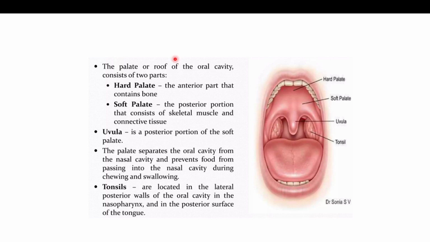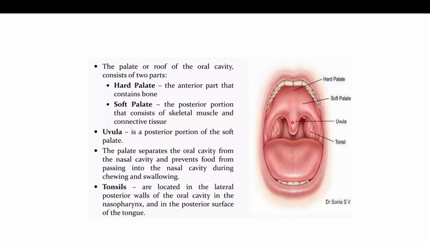So if we talk about the roof, the hard palate and soft palate, it is the roof of the oral cavity consisting of two parts. The one that we have immediately behind the teeth is the hard palate, and eventually as we go down near the tonsil area, this is the part where it's softer and it's called the soft palate. The hard palate is the anterior part that contains the bone. The soft palate is the posterior portion, this part here, that consists of skeletal muscle and connective tissue.